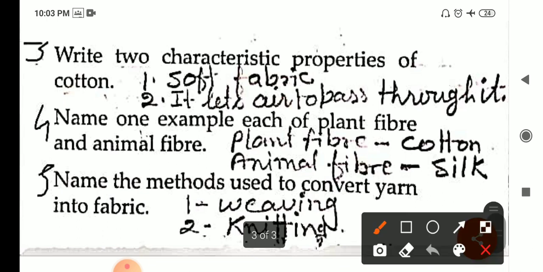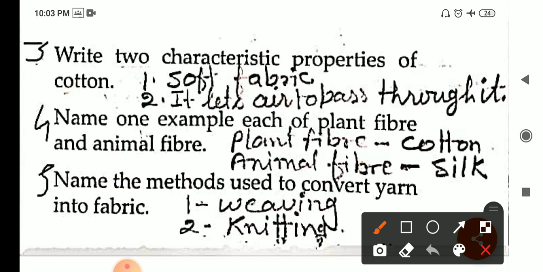Name one example each of plant fiber and animal fiber. You can give any example. I have written cotton for plant fiber, and silk for animal fiber. In place of cotton, you can write down coir, flax and jute also. And in the animal fiber, you can add wool also. Here, only one is asked of you, that's why I have written cotton and silk.